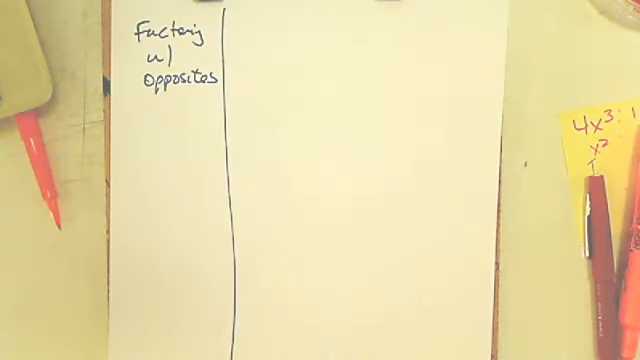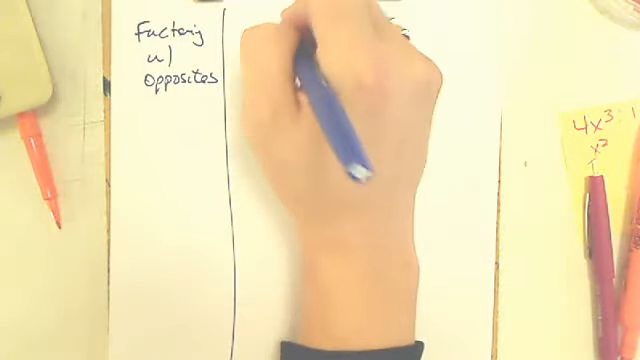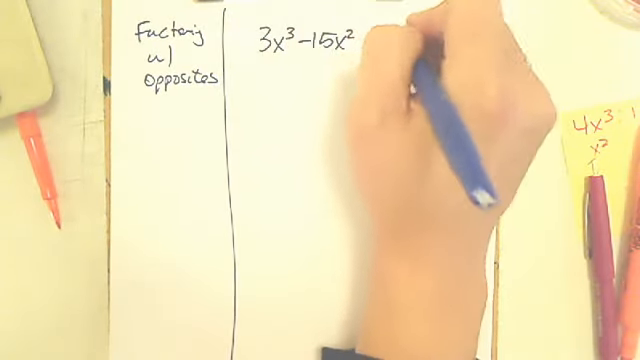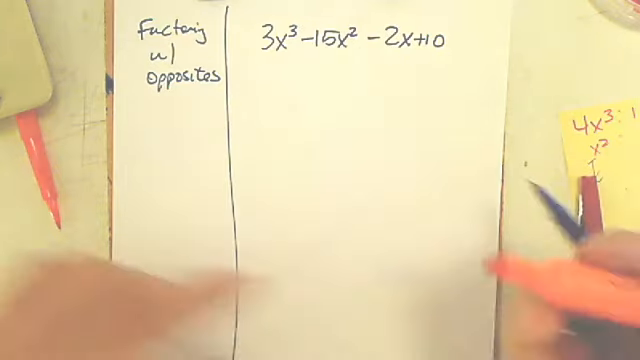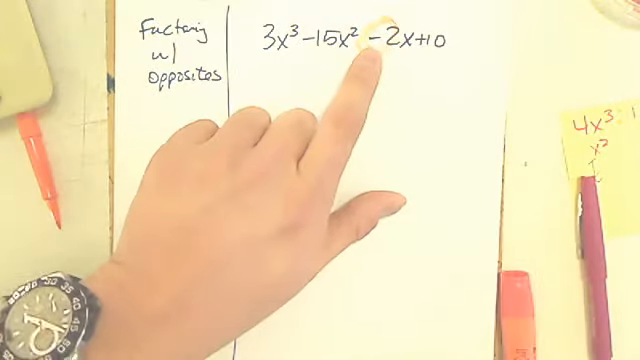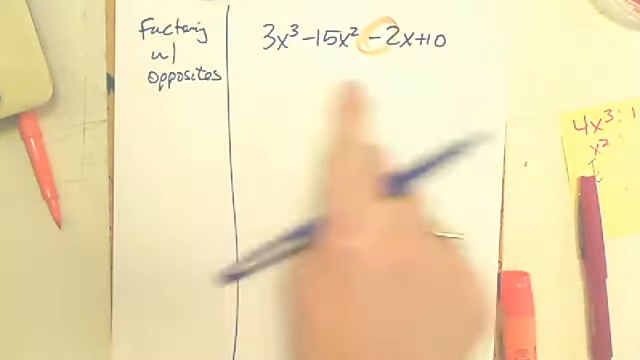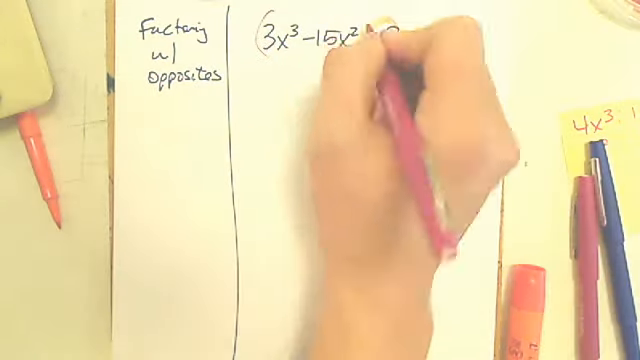Factoring with opposites. What do I mean by that? In this case, I mean opposite signs. 3x cubed minus 15x squared minus 2x plus 10. Okay. Do I have powers in order? Well, what do you notice the difference here is? Where's the other sign? Yeah, there's a minus sign right here. You kind of have to deal with this sign. It's in power order, which is good.